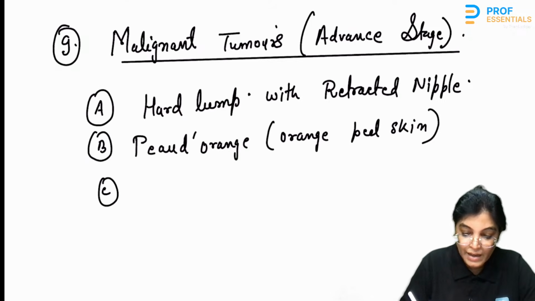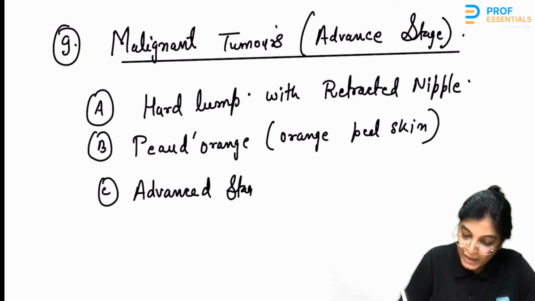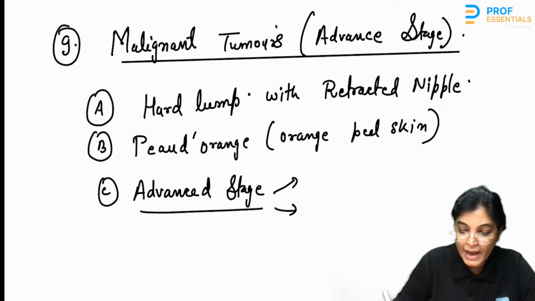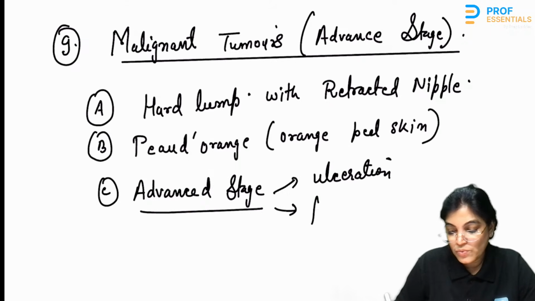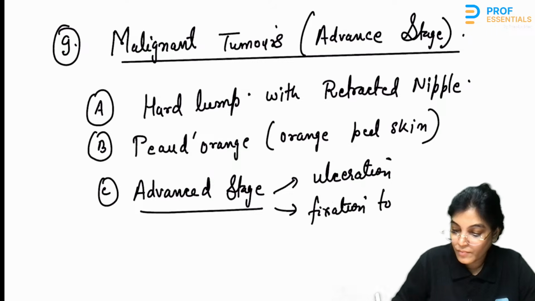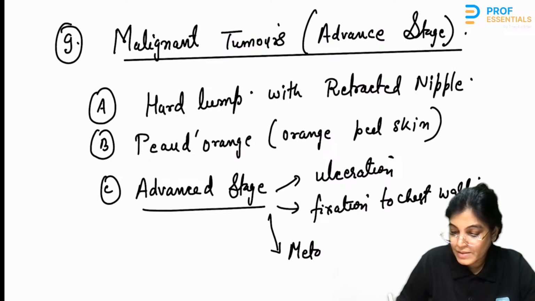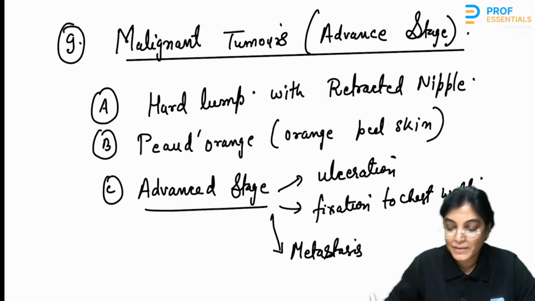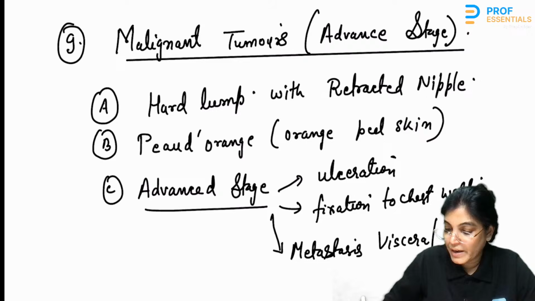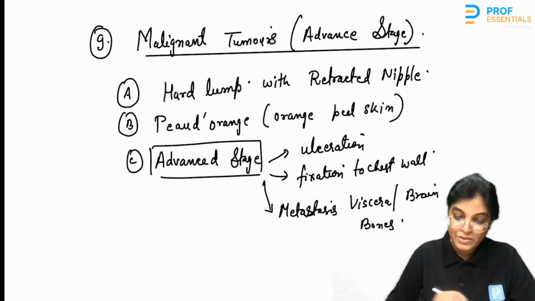Now, other than that, if I am talking about advanced stage of a malignant tumor, these are the features: ulceration, fixation to the chest wall, and the patient will have breast cancer cells spread, metastasis to viscera, brain, bones. So all these are the features of advanced stage carcinoma.